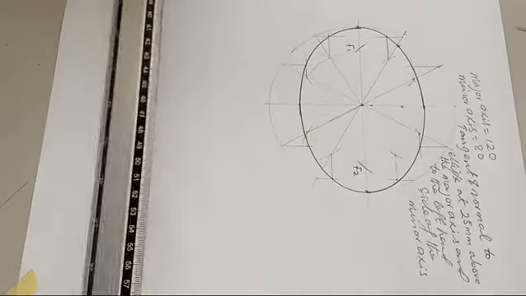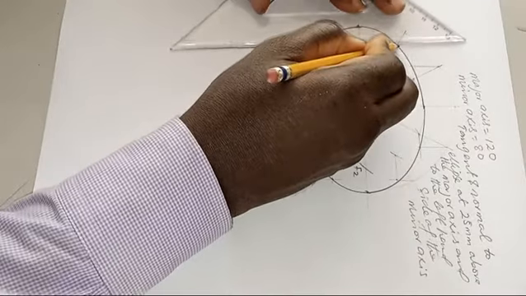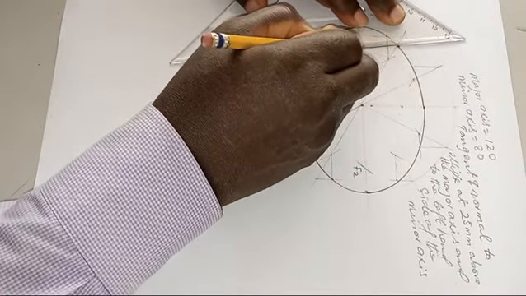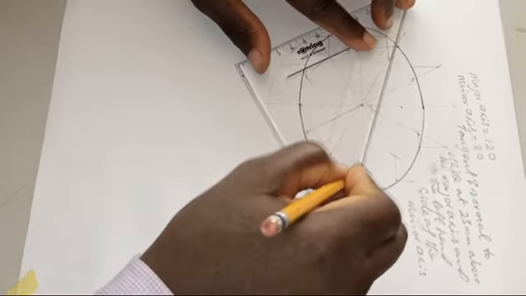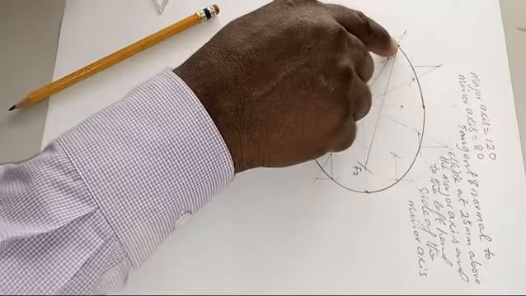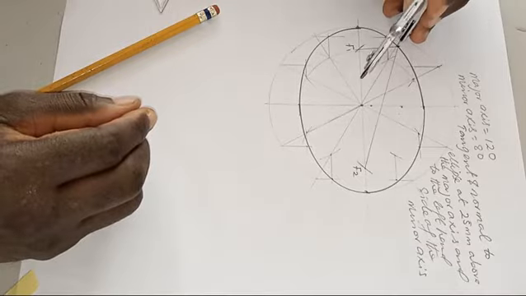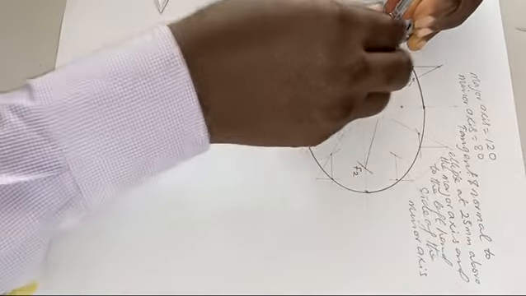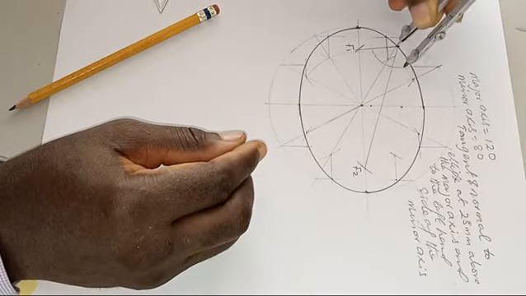So the next thing is to join F1 to the point of tangency, which is this. You join it like this with thin line, and you also join F2 to the same point like that. So when you have done that, you can see that it has formed a triangle. Then the angle at the point of tangency, you bisect it like this. You just connect the two lines with an arc.